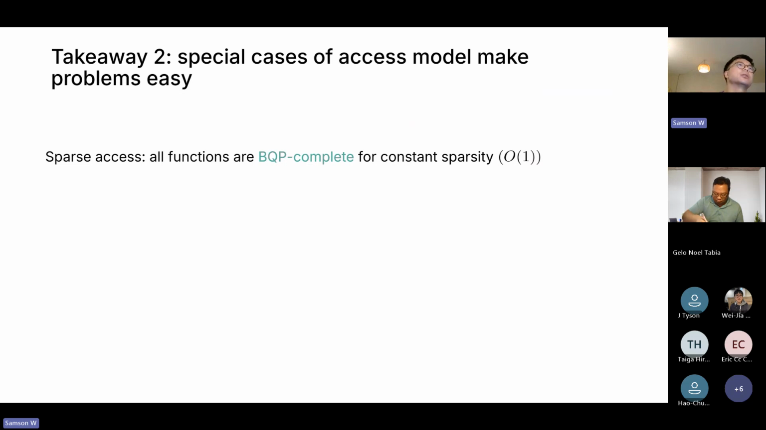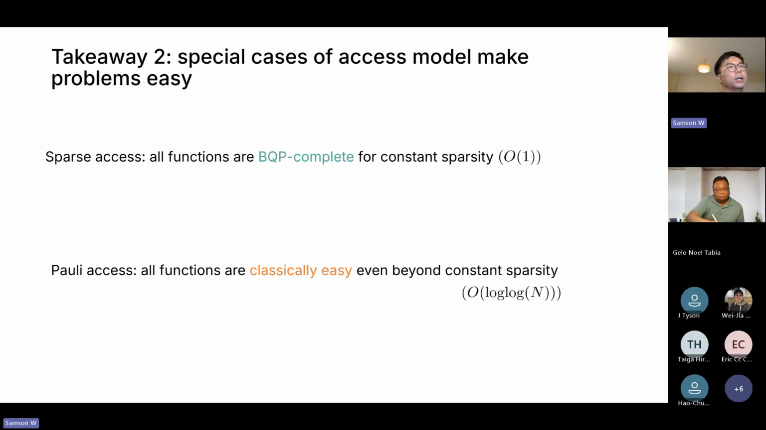The second takeaway we have is that special cases of access model can actually make problems easy. So before we saw that those results that show a difference in hardness between different functions are robust even if we look at Pauli access. But not all properties are robust in this way, and this is one example. If we think in sparse access, it turns out all functions are BQP complete if we look at constant sparsity and all other parameters at their default settings, right? So this means that if we look at this broad class of problems, certain worst case problems are going to be classically hard, but still quantumly easy.